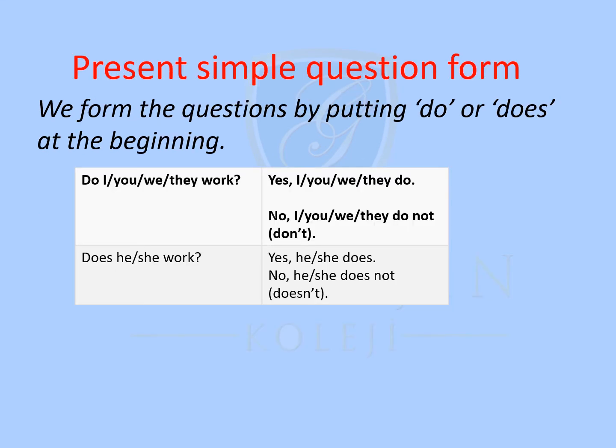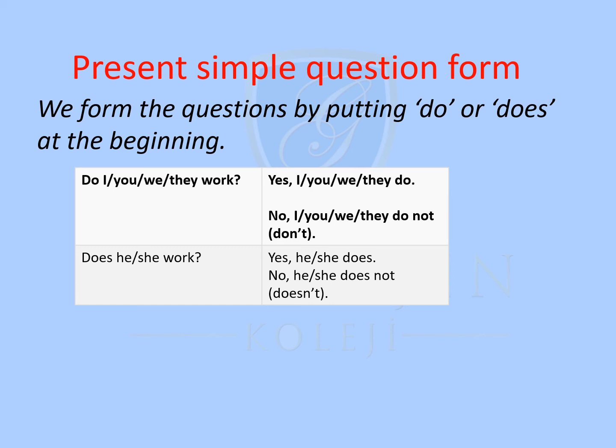Let's see the question form now. We form it by putting do or does at the beginning of the question. Do I work? Do you work? Do they work? Do we work? The answer will be with yes or no. Yes, I do. Yes, you do. Yes, we do. Yes, they do. Or no, I don't. No, you don't. No, they don't. No, we don't.